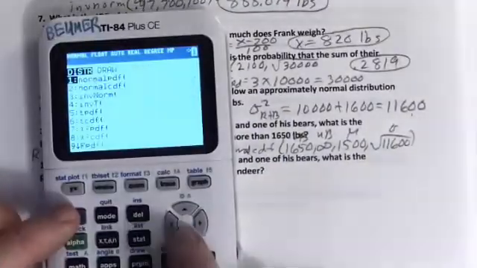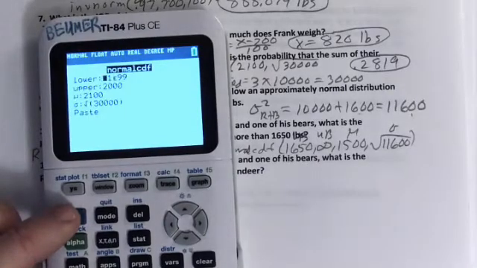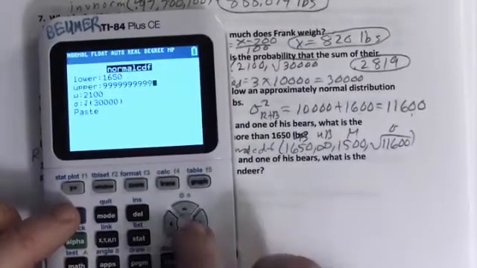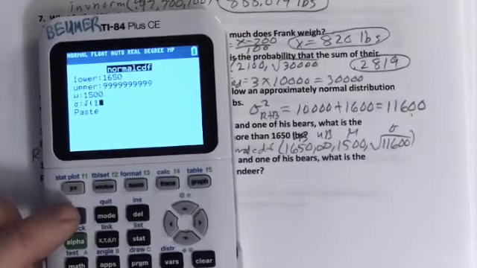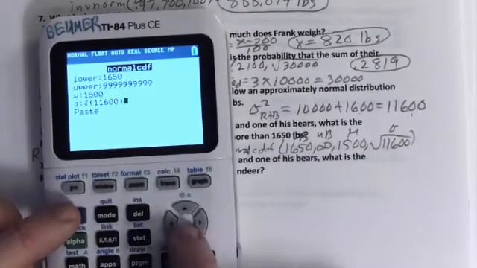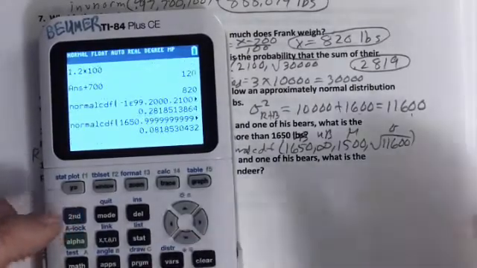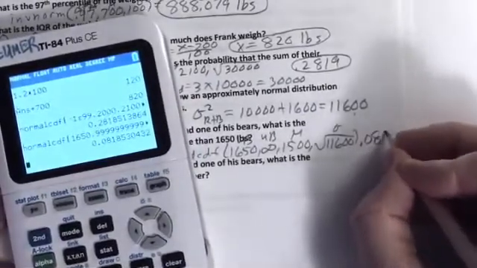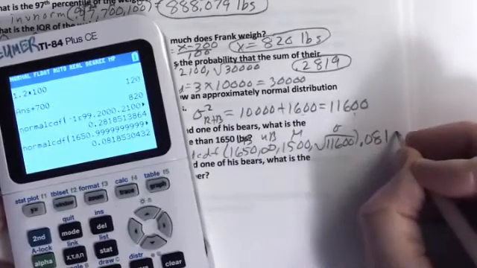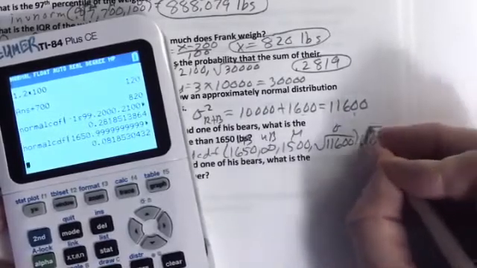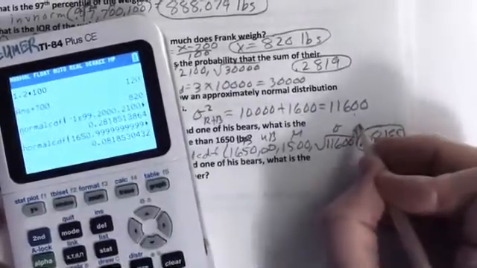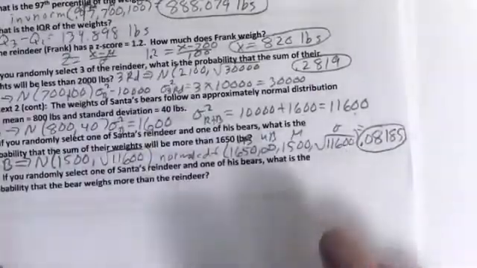And so we shall say normal CDF from 1650 to infinity. Our mean is 1,500. Standard deviation would be the square root of 11,600. It's like that. And so that would be equal to 0.08185. Thus, that is the answer. That is the answer to number 10 right there.